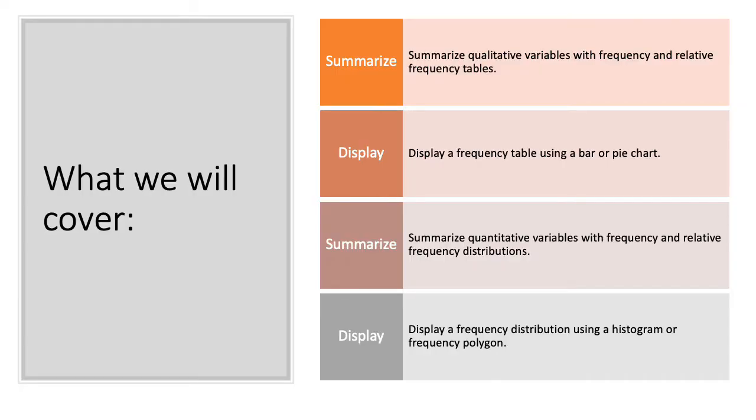What we will cover in this section. First, we'll summarize qualitative variables with frequency and relative frequency tables. We'll display those data in bar graphs and pie charts. Then we'll summarize quantitative data with frequency and relative frequency distributions. And finally, we'll display the frequency distribution using histogram, frequency polygon, and cumulative frequency polygon.